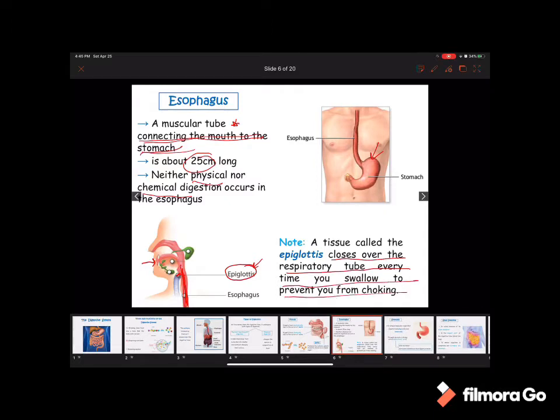So why does the food always go into the esophagus and not into the trachea, although we know that they are both two tubes and they're very close to each other? Air and food both come from the mouth. So how does the air go into the trachea and the food goes into the esophagus? It's because of this structure called the epiglottis, because it closes the air pathway when food is coming down. So this way the food doesn't come into the trachea and we don't choke.